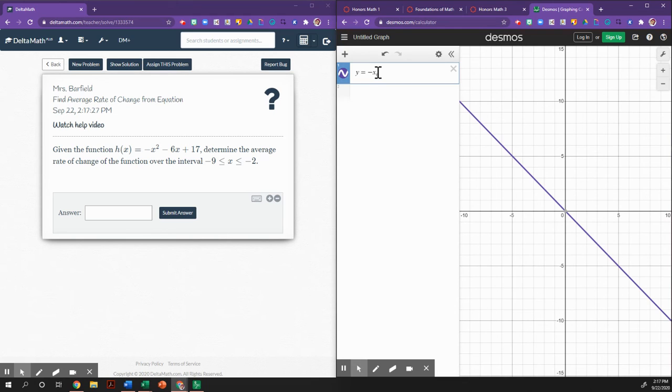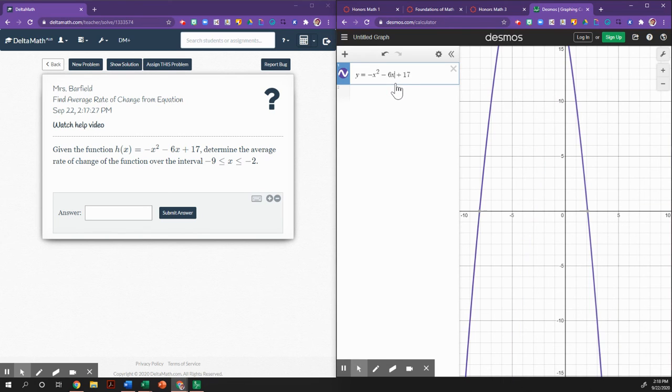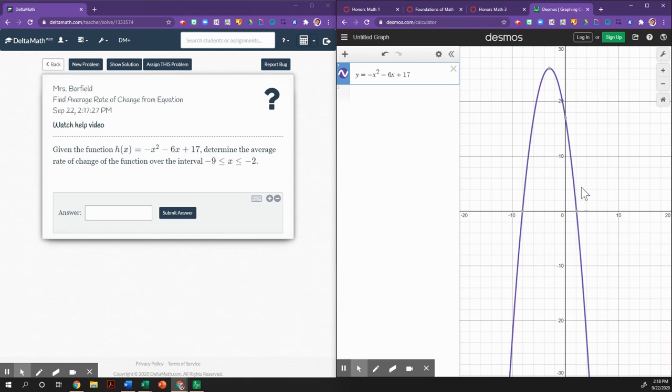-x, shift, squared minus 6x plus 17. Okay, and my x. Why is it doing that? There we go. So if I zoom out, there's my parabola. It's upside down, which is fine. Now I'm going to go to this wheel again, go to the edit, and convert it to a table.